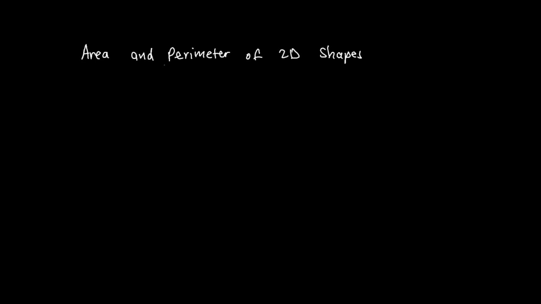So perimeter has to do with the total distance around the shape. I like to think of perimeter as the length of fence that you place around a polygon or a shape, right?